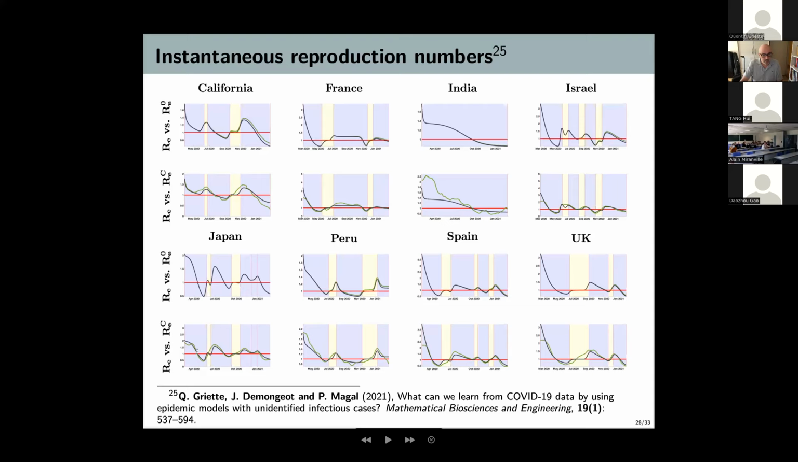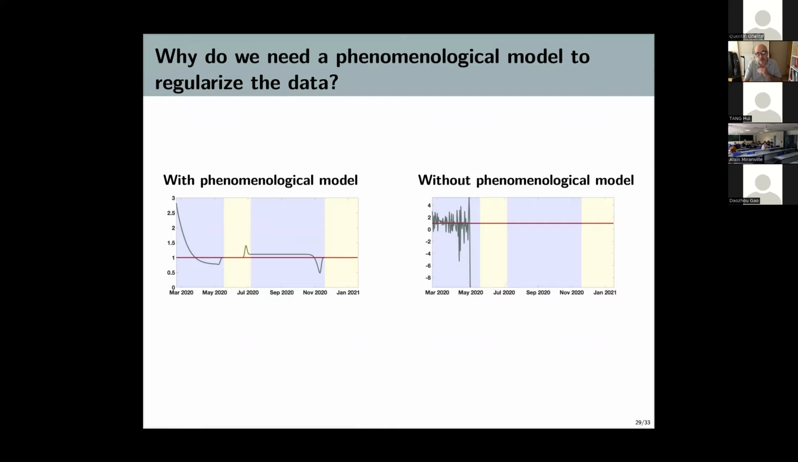So basically, what we got corresponds very well to the classical approach. Just to make something clear, to emphasize the importance of using a phenomenological model, that is what you get for the R naught when you use a phenomenological model, so a smoothing effect, but the point is to also capture a tendency for the transmission rate. That's what you get for the original data.